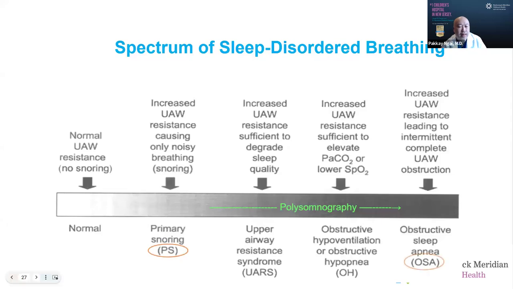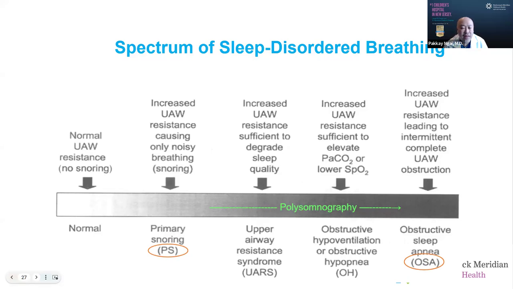So here we look at this spectrum of sleep disordered breathing, where we use polysomnography, our gold standard of measurement, to distinguish someone who has true sleep apnea from someone who is just experiencing snoring. And on this rightmost extreme, we have obstructive sleep apnea with apnea, or what's called complete upper airway obstruction.